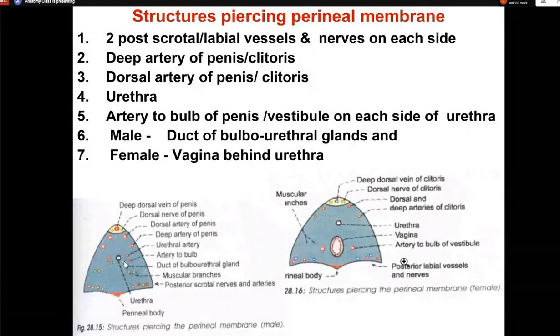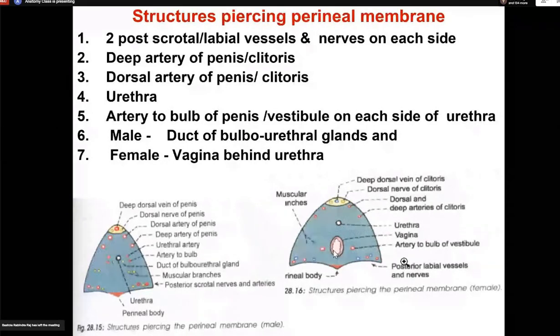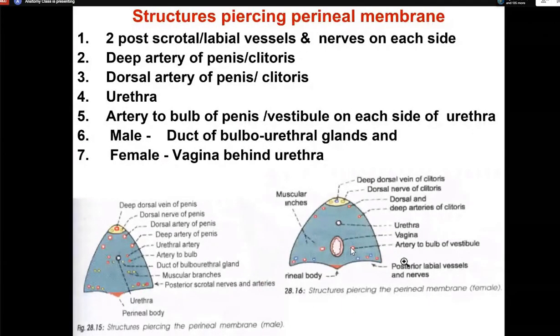So the duct of the bulbourethral gland is only present in the male, and in the case of female, the vagina, which is present behind the urethra, and the artery to the bulb of the penis and artery to the bulb of the vestibule are present. These are the structures which will pierce the perineal membrane. I'll repeat once again: the common structures which will pierce the perineal membrane in both male and female.